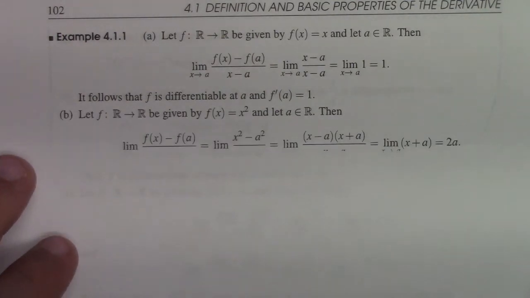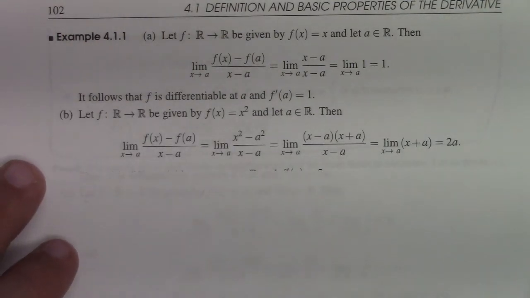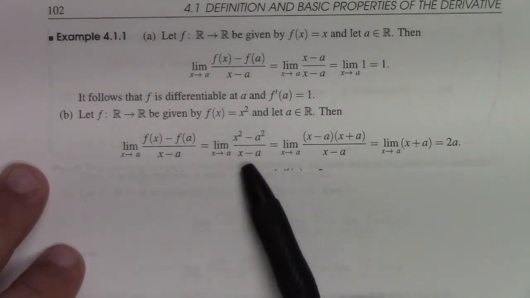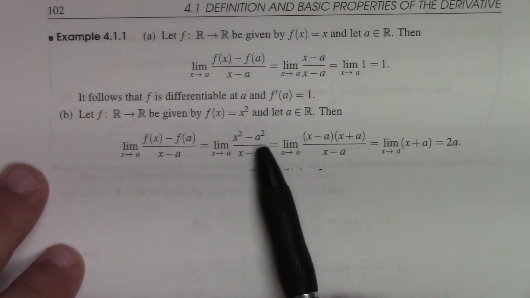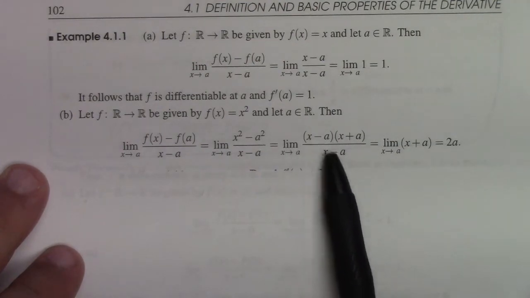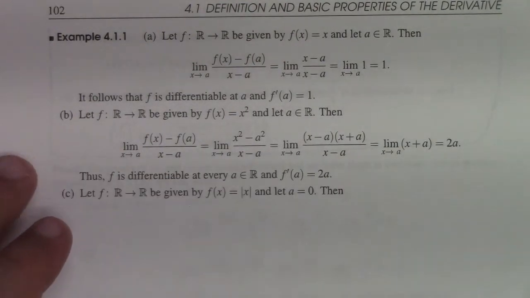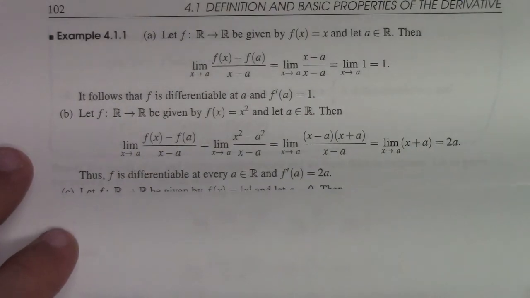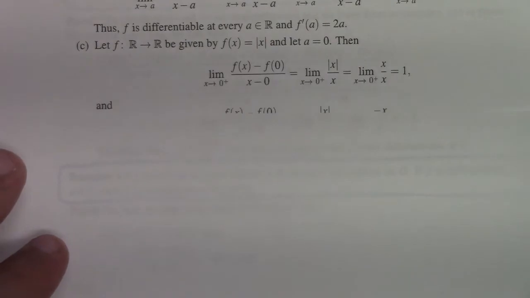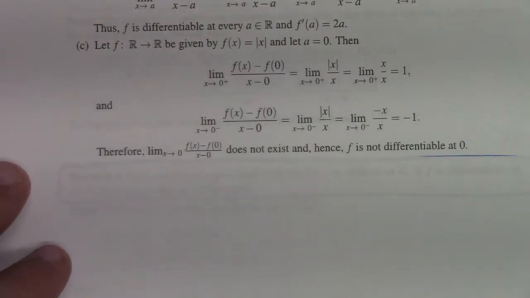Now if we have f of x equal to x squared, we calculate the difference quotient, like so, right? And in fact, by difference of squares, the x minus a cancels, and we get 2a. Of course, you know the derivative of x squared is 2x, and in other words, f prime of a is 2a. And then finally, part C is a kind of a non-example.